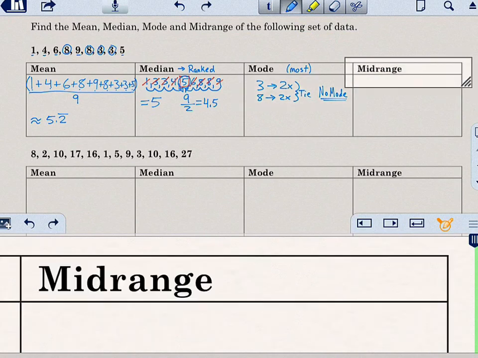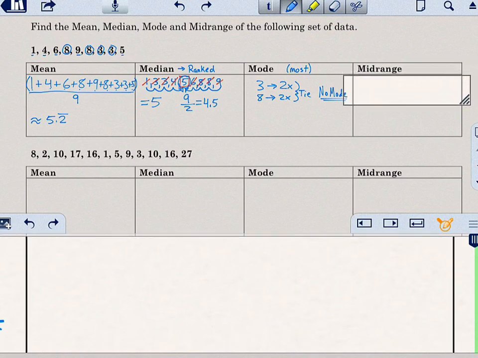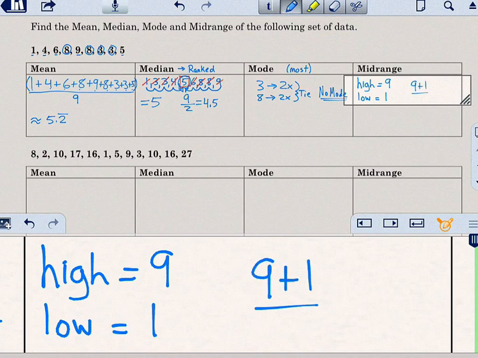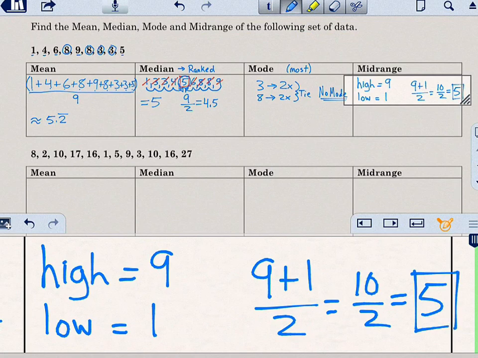So next we want to talk about the mid-range, and this is the middle of the range of data. So we want to add the high and the low and divide it by 2. So here, the highest number is 9, and then the lowest number is 1. So to find the mid-range, we just do 9 plus 1 divided by 2, and that's 10 over 2, which equals 5. So here is 5.